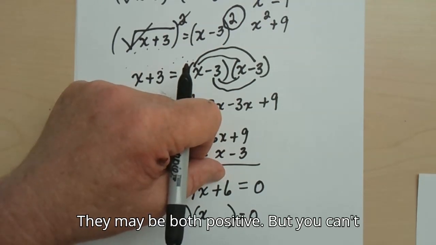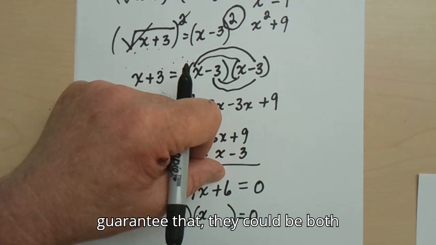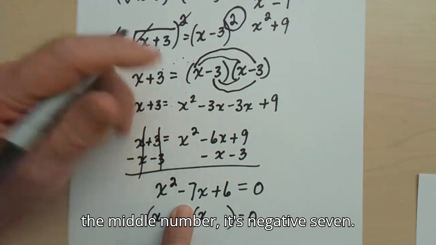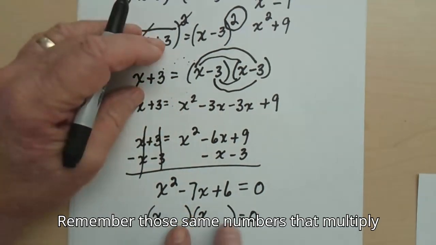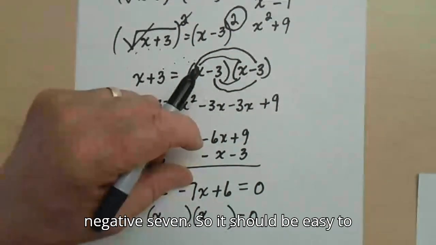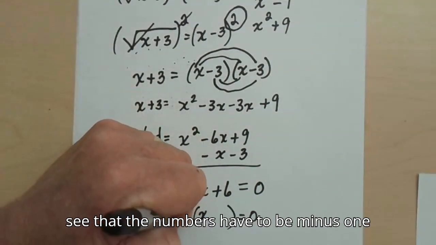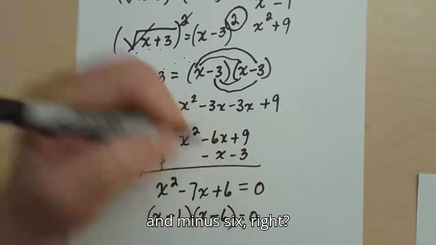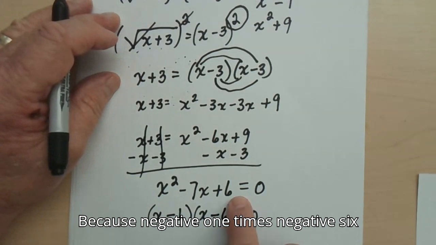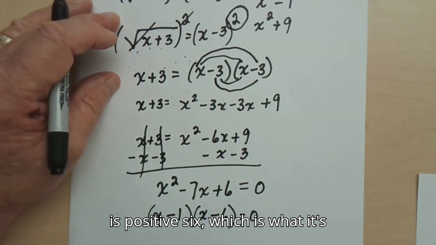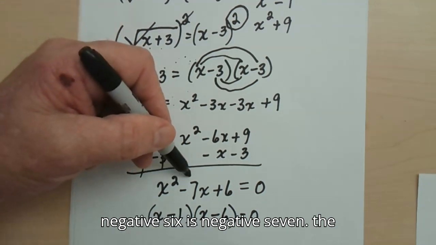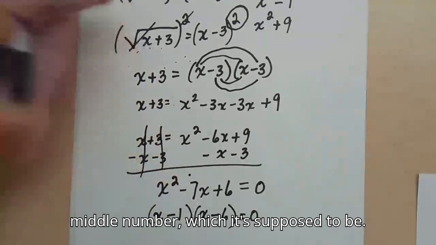They may be both positive, but you can't guarantee that. They could be both negative. The way we decide is we look at the middle number, it's negative 7. Remember, those same numbers that multiply to be positive 6 have to add to be negative 7. So it should be easy to see that the numbers have to be minus 1 and minus 6, right? Because negative 1 times negative 6 is positive 6, which is what it's supposed to be, and negative 1 plus negative 6 is negative 7. The middle number, which it's supposed to be.